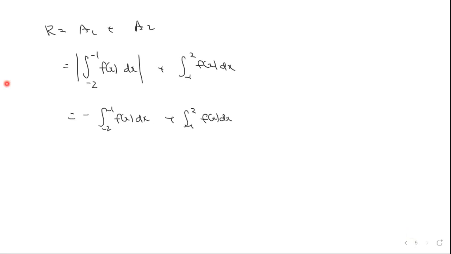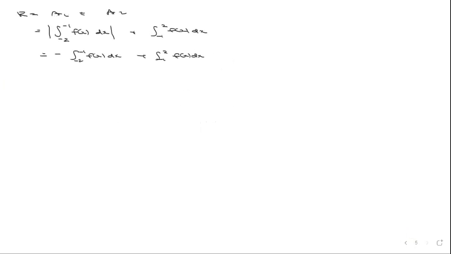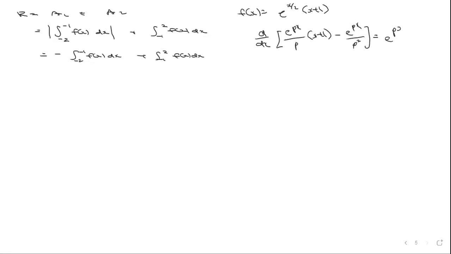All right. Now, keep in mind what we already know. So f(x) in this question is e to the x over 2 times x plus 1, and you are specifically told that the derivative of e to the px over p, x plus 1, minus e to the px over p squared equals e to the px times x plus 1. So noting that e to the px times x plus 1 is basically your f(x).